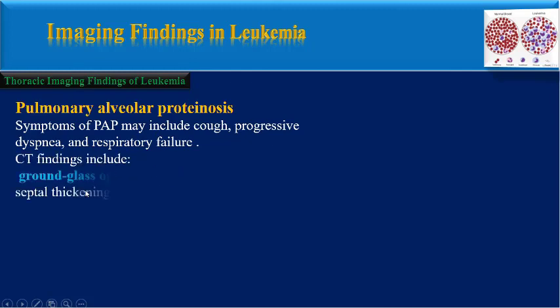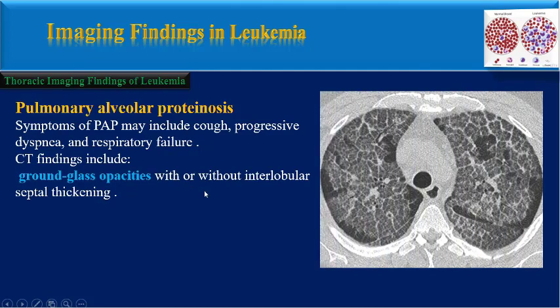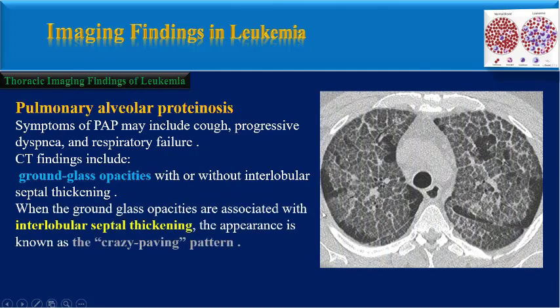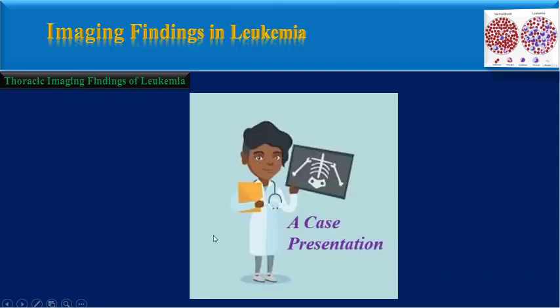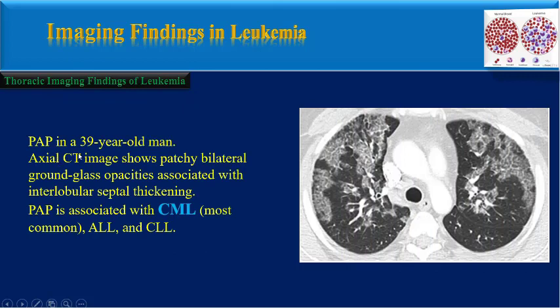CT findings include ground glass opacities with or without interlobular septal thickening. When the ground glass opacities are associated with interlobular septal thickening, the appearance is known as the crazy paving pattern. Now a case presentation: PAP in a 39-year-old man. Axial unenhanced CT image shows patchy bilateral ground glass opacities associated with interlobular septal thickening.